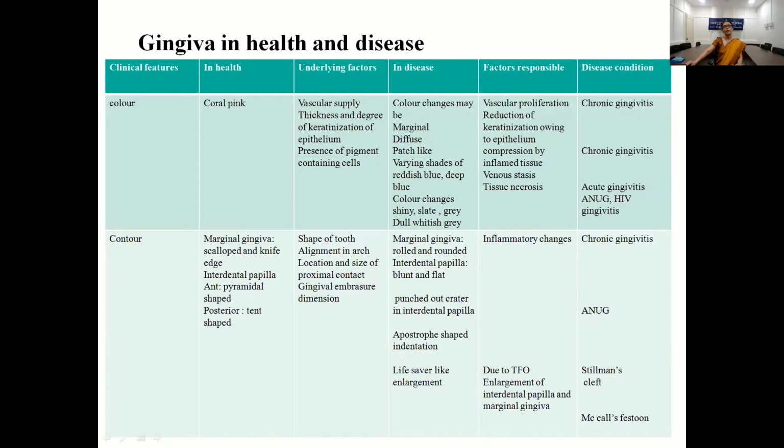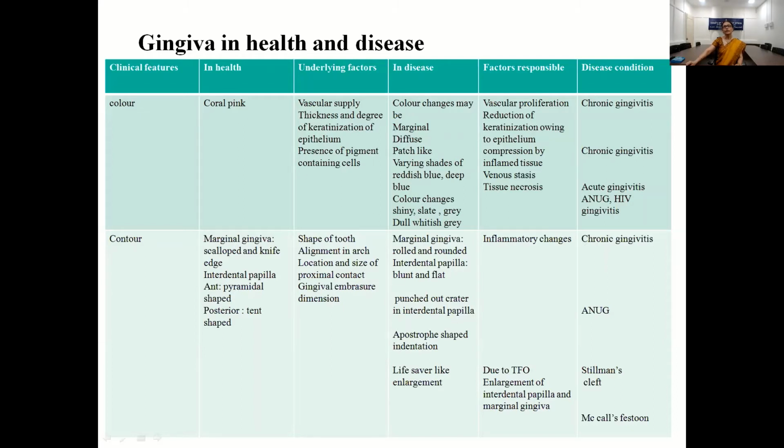Now, depending upon which part of the gingiva is affected, you can see marginal gingivitis or diffuse gingivitis, and color changes may be shiny slate grey to dull whitish blue. Now, the normal contour of the gingiva is scalloped, with a knife-edge marginal gingiva, and the interdental papilla anteriorly is pyramidal in shape and posteriorly it is tent-shaped.